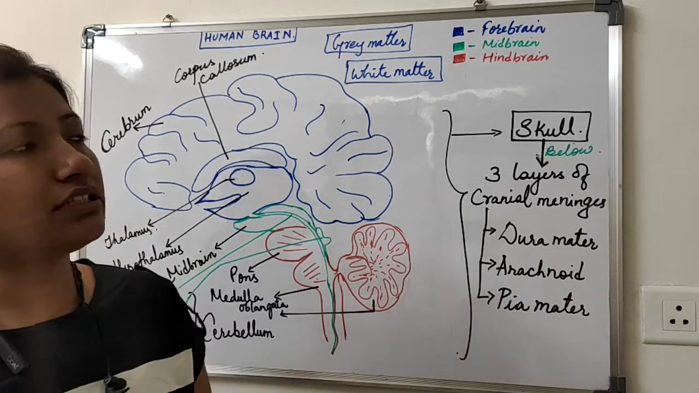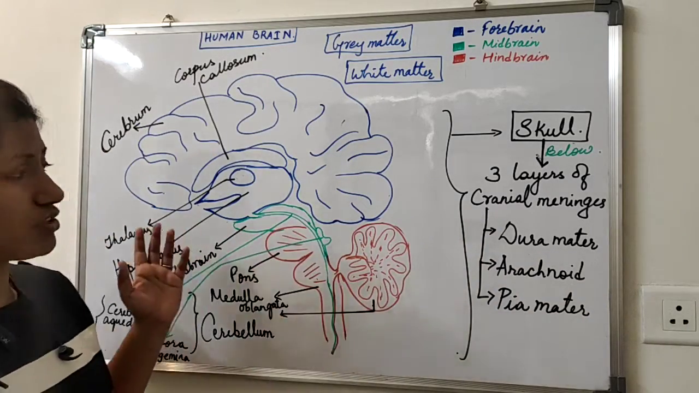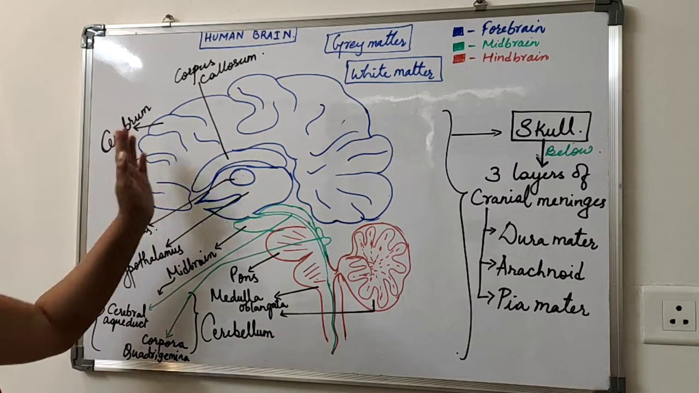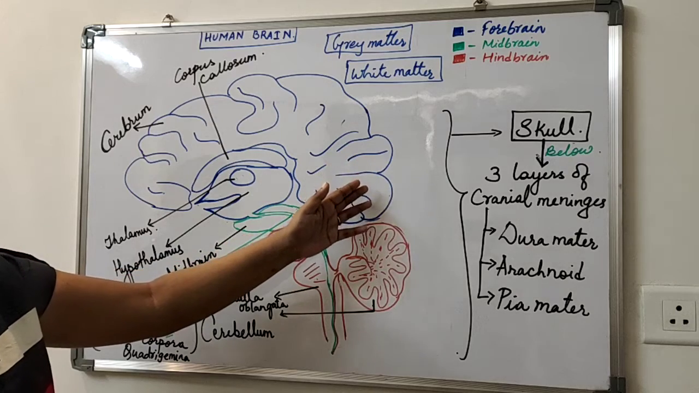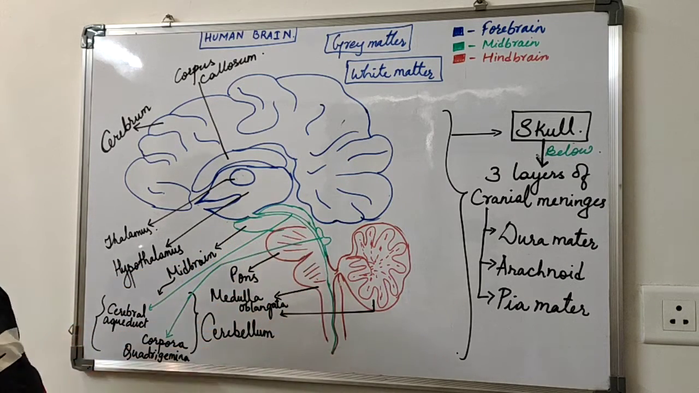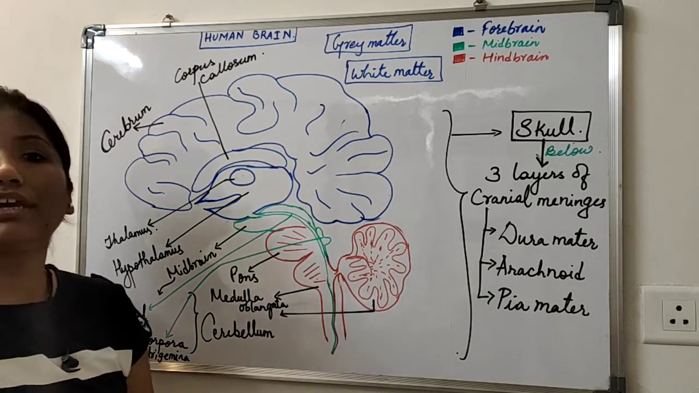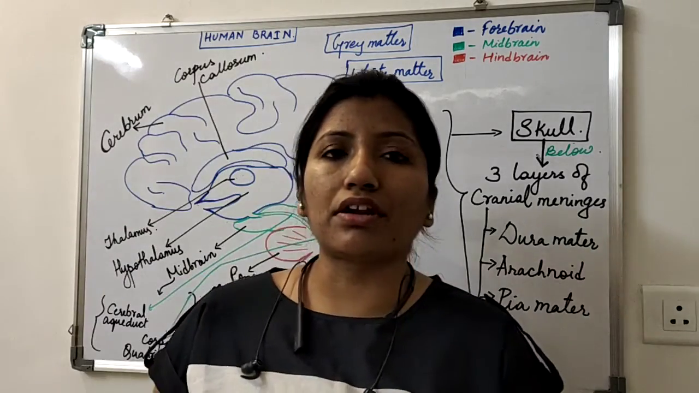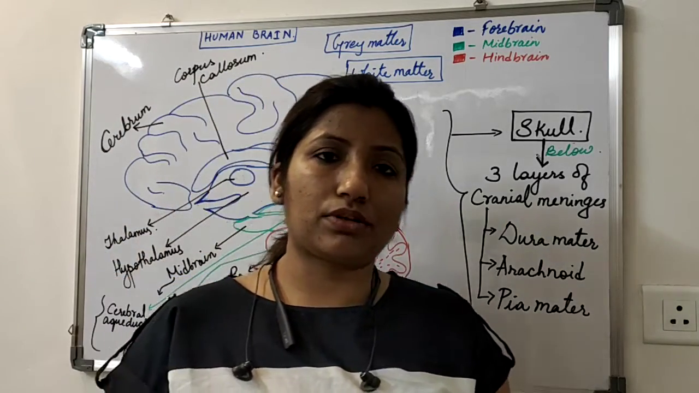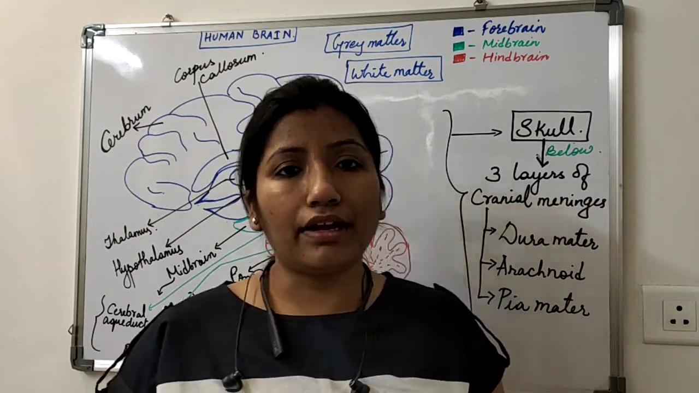So we will be learning in today's video the structure of the human brain, which you can see here, which I have drawn. Now the blue color part of this human brain is known as the forebrain, okay, and the green color part is the midbrain, and the red color part is the hindbrain. From here you understand that the human brain is divided into three major parts: forebrain, midbrain and hindbrain.